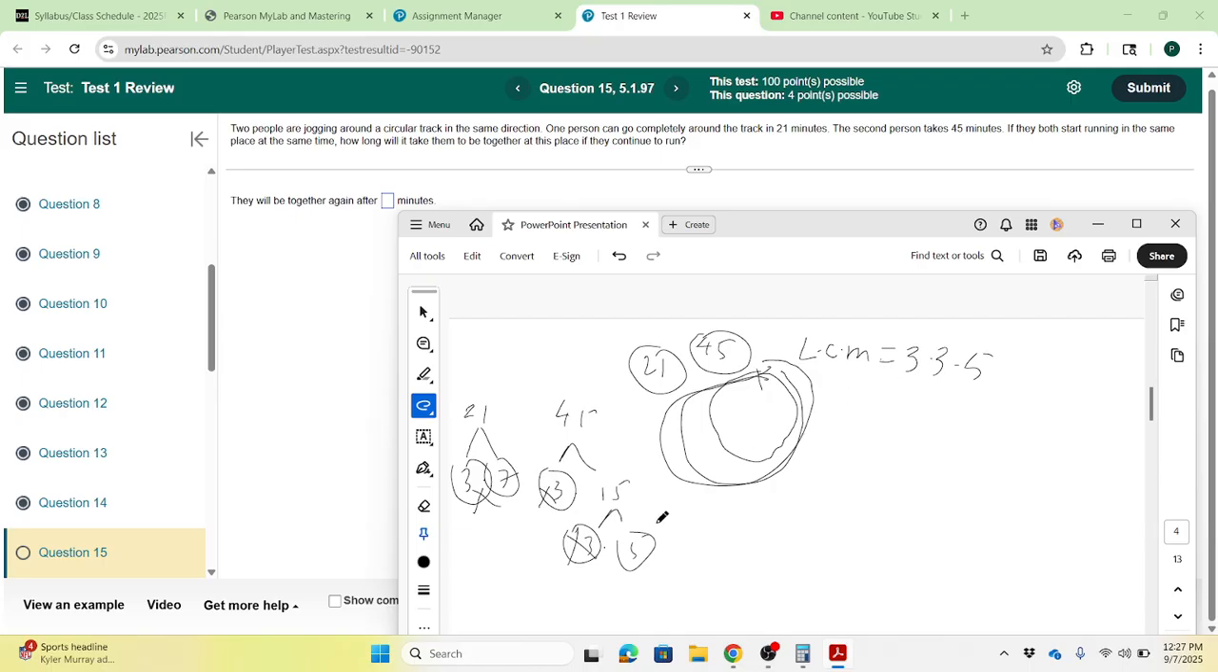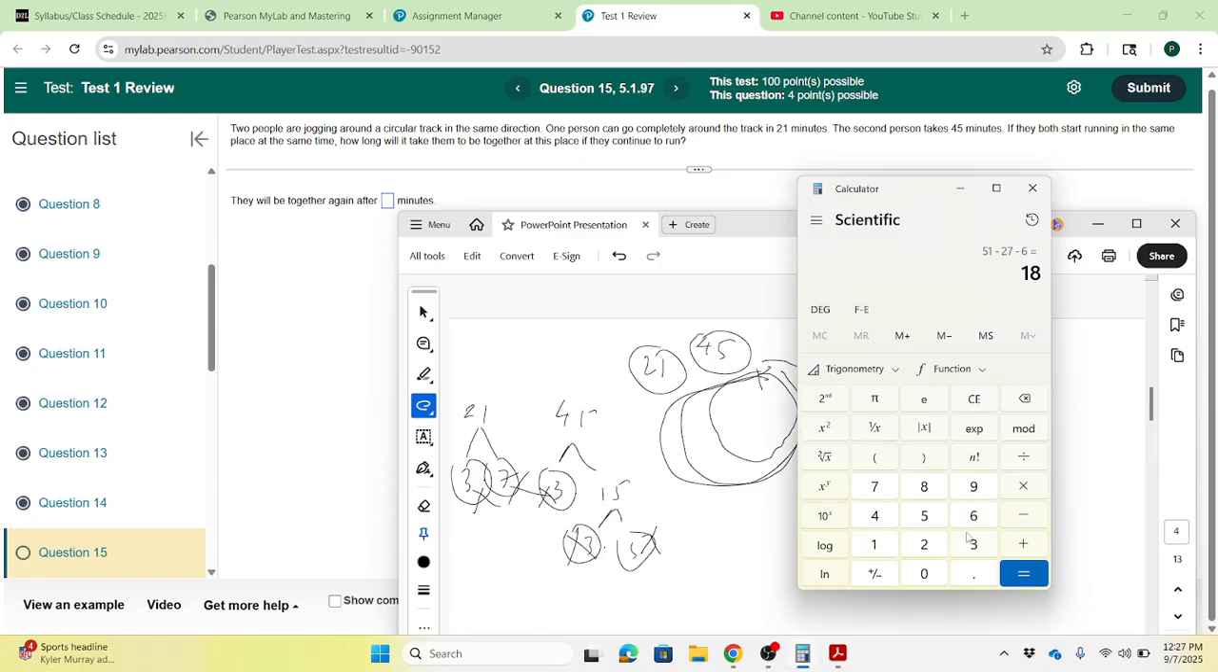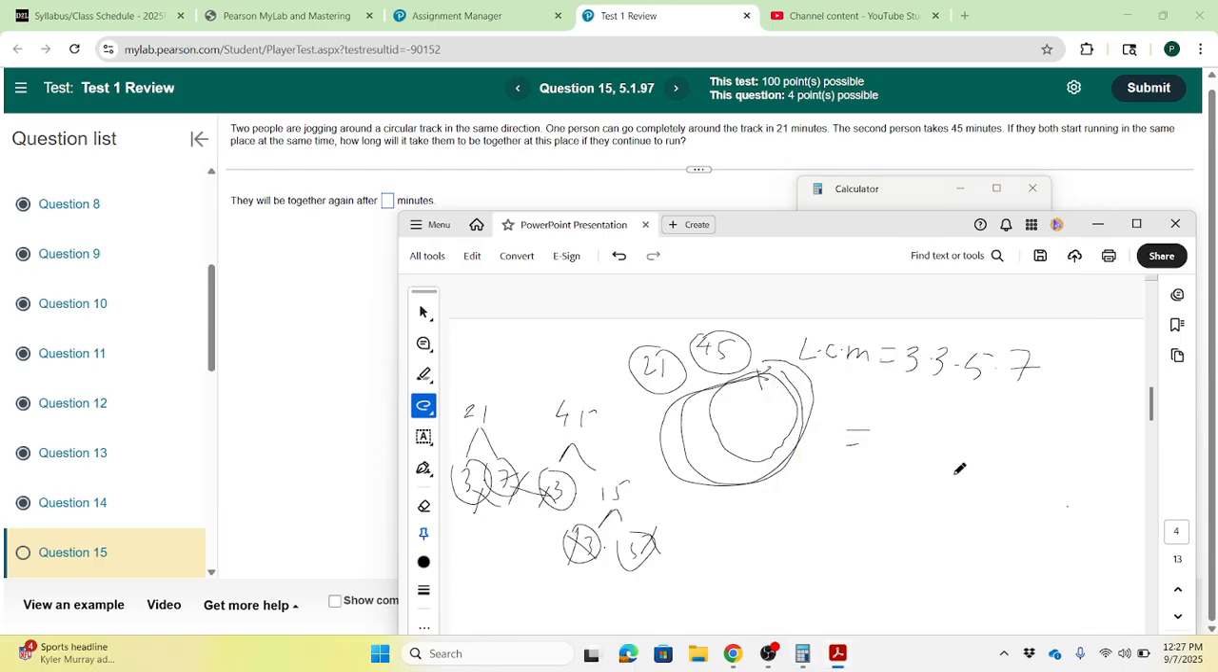5 from here, it's gone. 7 from here, it's gone. So now you multiply this, 3 times 3 times 5 times 7, that's 315 minutes.